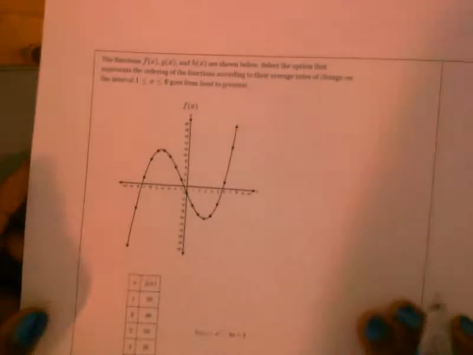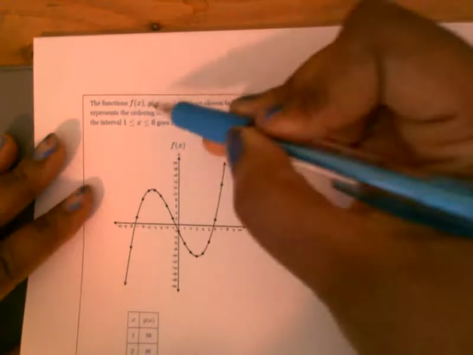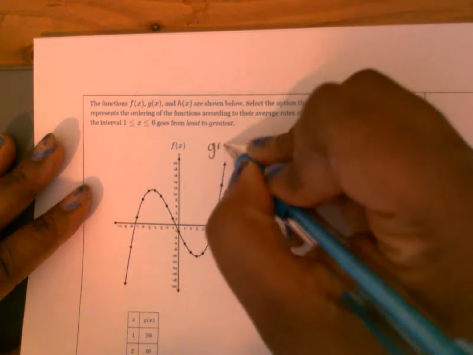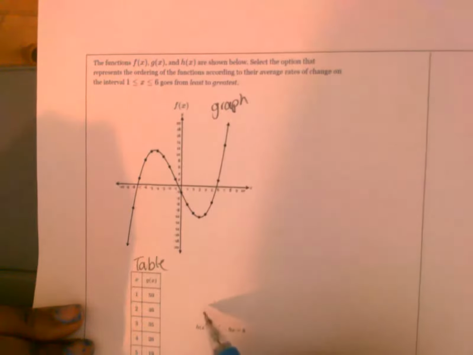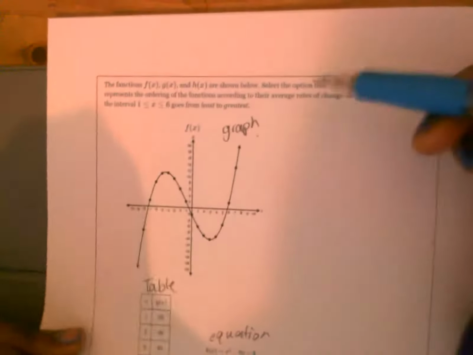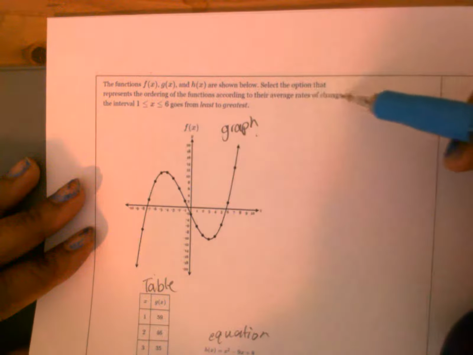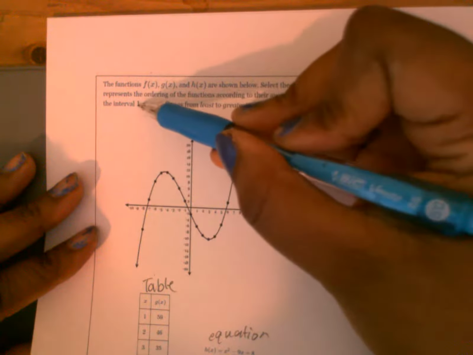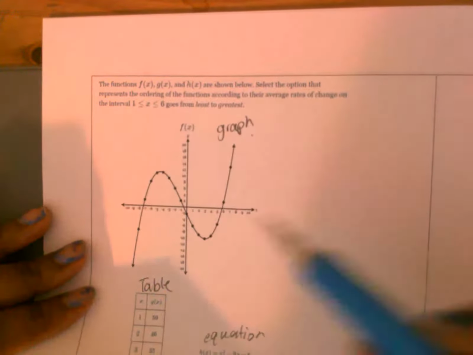All right. Okay, let's look at this one. So now here it's saying functions. We got f of x, which happens to be the graph. Then we got g of x, which happens to be the table. And then we have h of x, which happens to be an equation. So we're comparing a graph, a table, and an equation. It says select the options that represent the order of the function according to the average rate of change for the interval x when x is 1 and x is 6. And you want to put them in order from least to greatest.